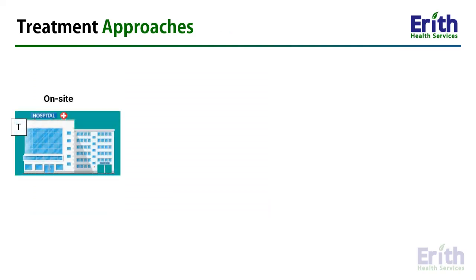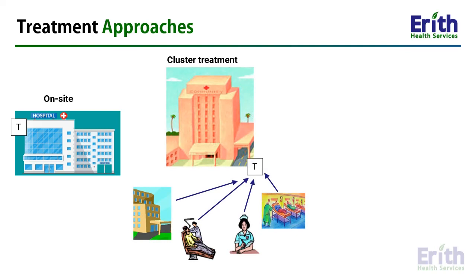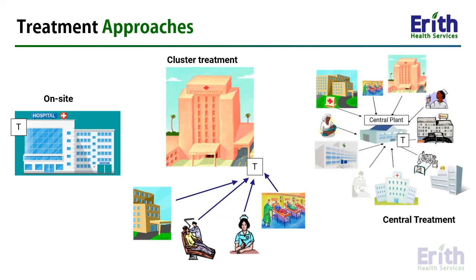On-site treatment, that is the hospital treats its own waste. Cluster treatment, the hospital treats its own waste along with waste from healthcare facilities in a small area. Central treatment, this is a dedicated facility that collects and treats waste from many health facilities in the urban center or region.